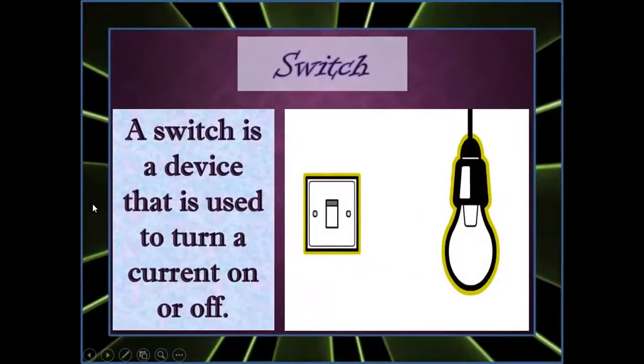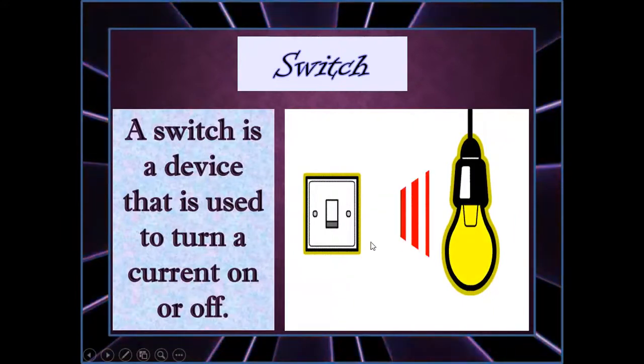Now we come to our today's topic, what we have read on page number 76. What is a switch? Students, a switch is a device that is used to turn a current on or off. The switch forms a bridge in the path of the flow of electricity. When you turn the switch on, the current flows along the wires, and when you turn the switch off, the metal piece moves away from the wire and the electric current stops flowing.